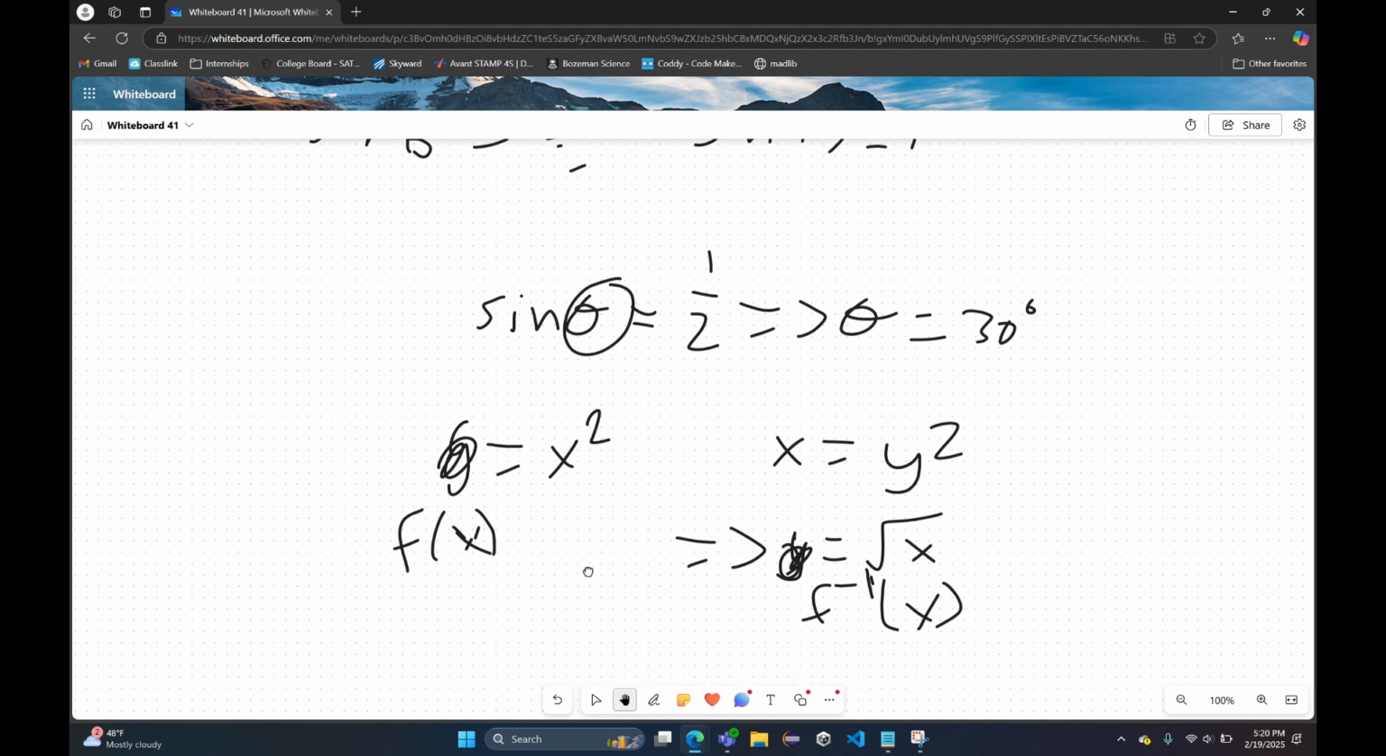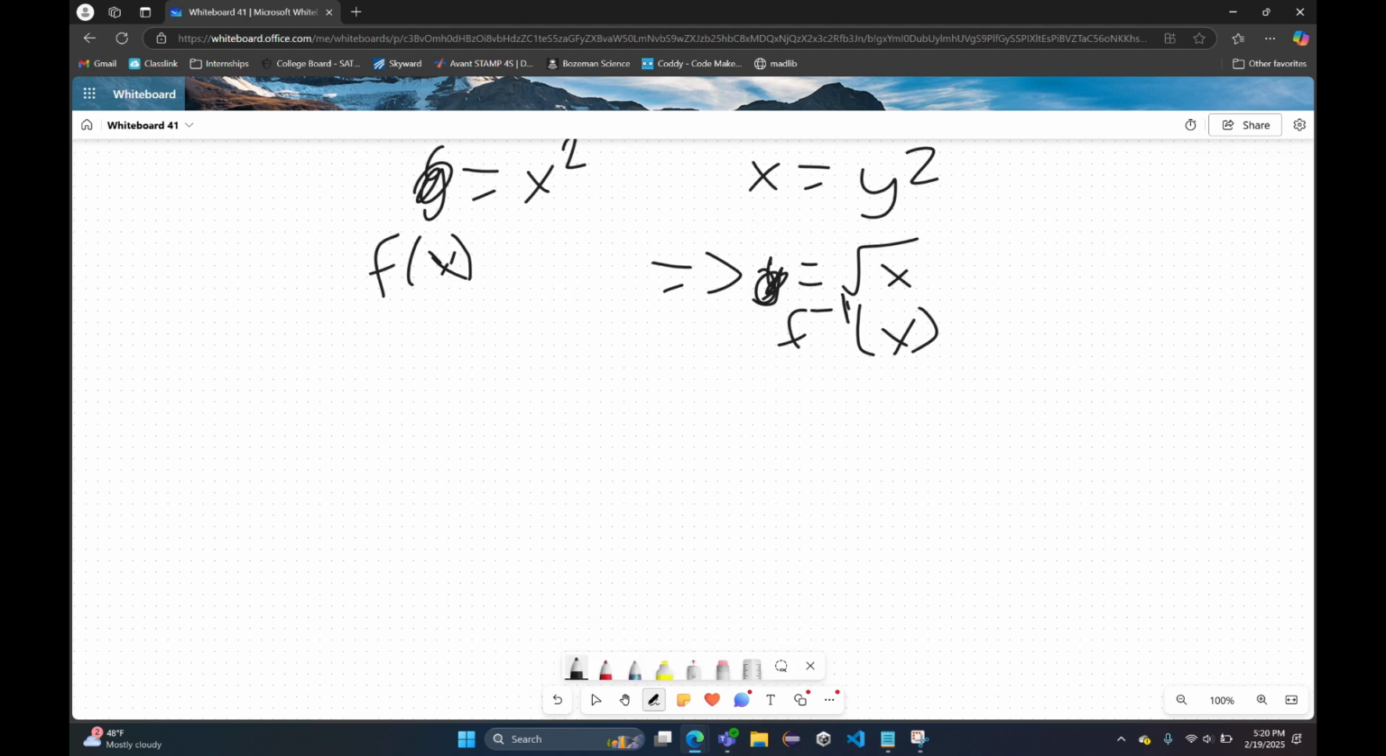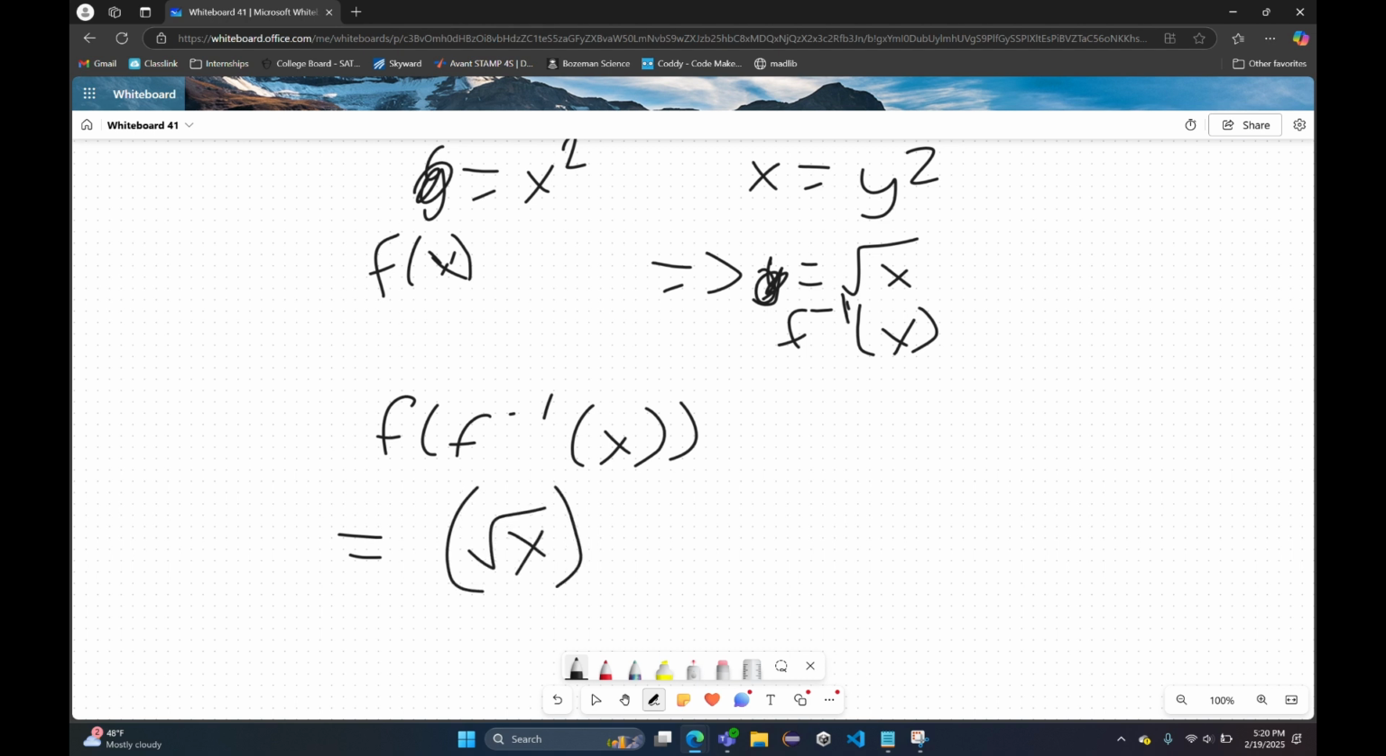Okay, so now let's take f of f inverse of x. First let's do the inverse. We know the inverse is root x, and that's the inverse right here. And we're going to do the f of x now on it. We're going to square that entire thing. What do we get back? Well, the square root of x squared is just going to be x. So you notice we get the x back.